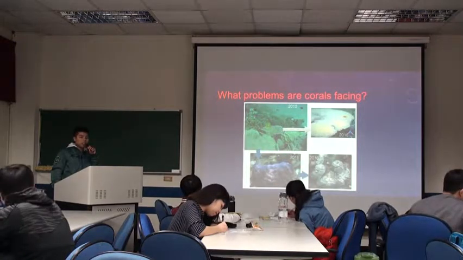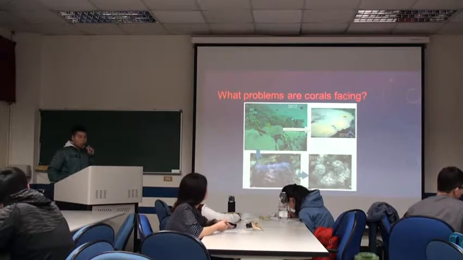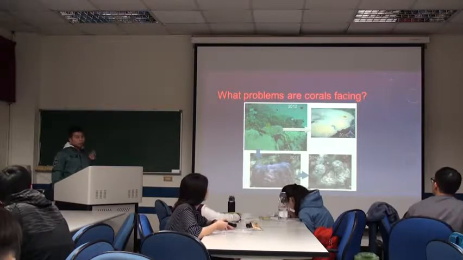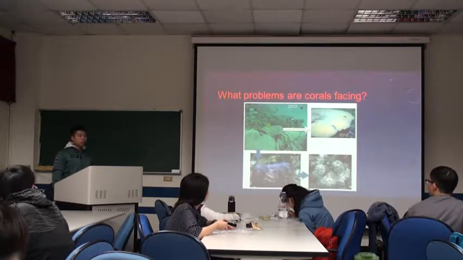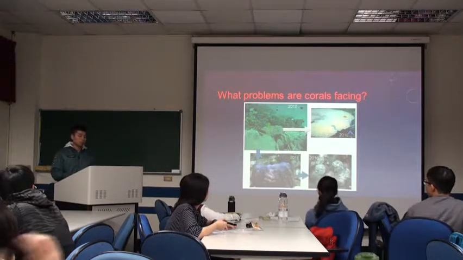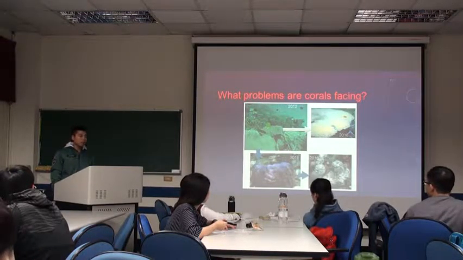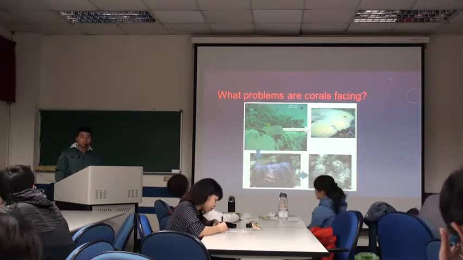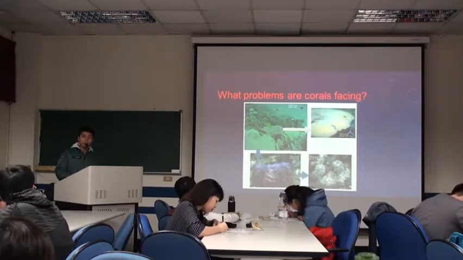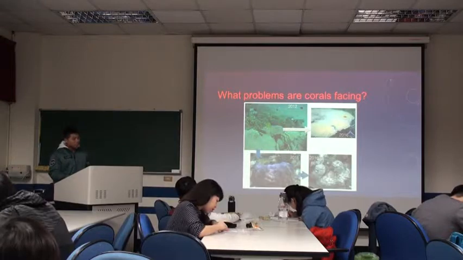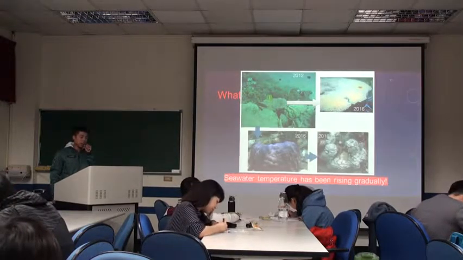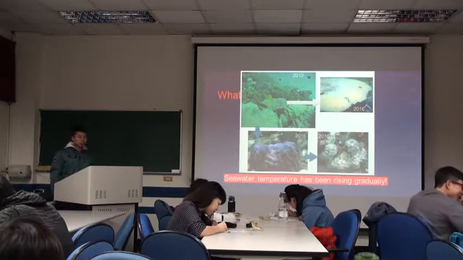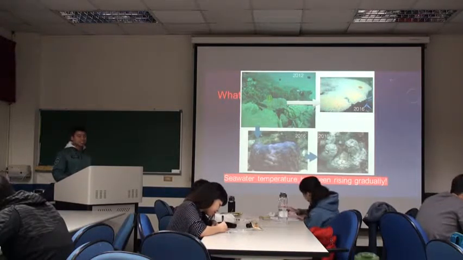But corals get into trouble. What problems are corals facing? You can see this photo. Corals in the Great Barrier Reef from 2012 to 2016. Coral bleaching in the Great Barrier Reef was even worse than expected. It is estimated 70% of shallow seawater corals have died because of global climate change. So what problems are corals facing? Seawater temperature has been rising gradually.